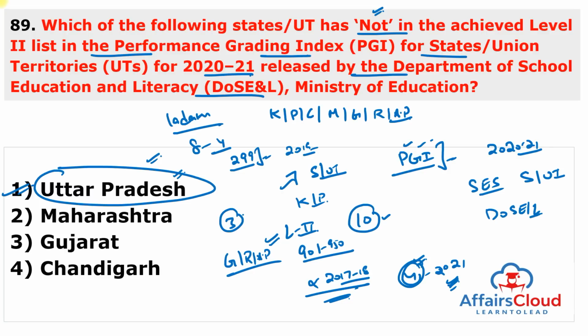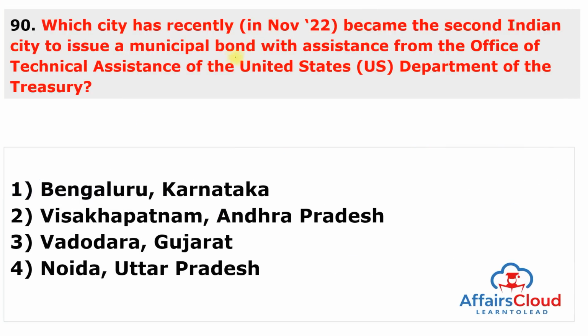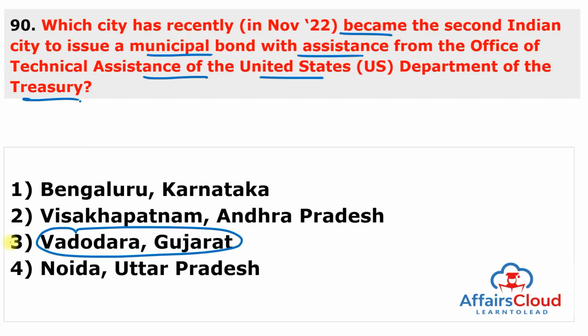Moving to the next question. Which city has recently become the second Indian city to issue a municipal bond with assistance from the Office of Technical Assistance of the United States Department of the Treasury? And this city is Vadodara, Gujarat. So the answer of this question is 3.